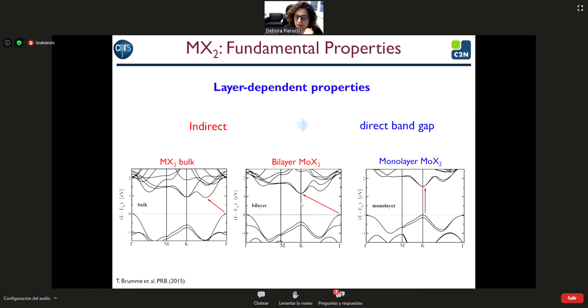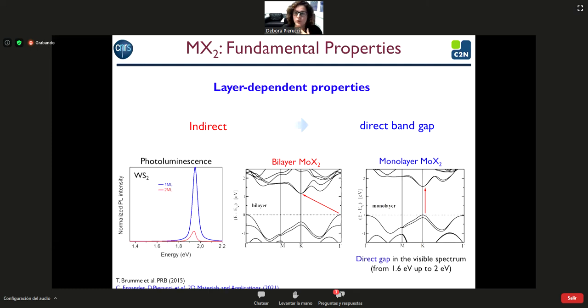Until the bilayer, the standard TMD presents an indirect band gap. This band gap becomes direct in the case of monolayer materials. This is a very interesting property. In fact, when we have a monolayer, we have a very enhanced PL with respect to a bilayer material, where this signal is almost one order of magnitude less. That means that these materials are very interesting for optoelectronic applications.